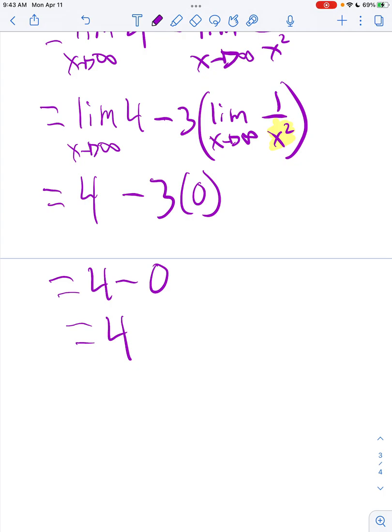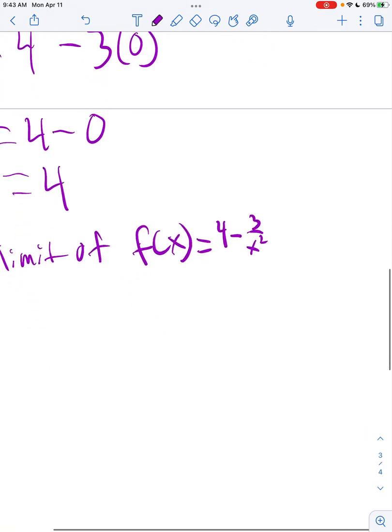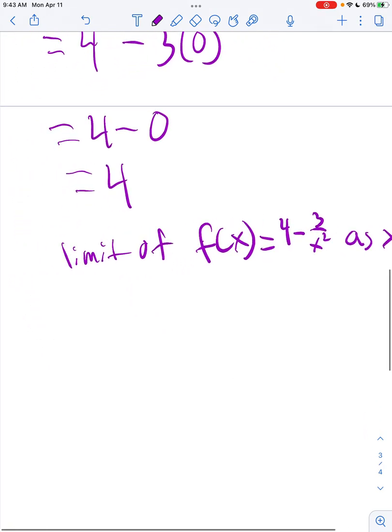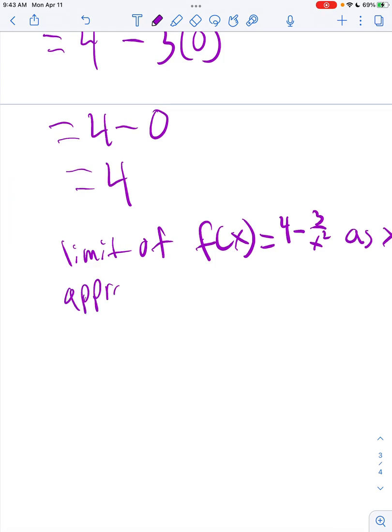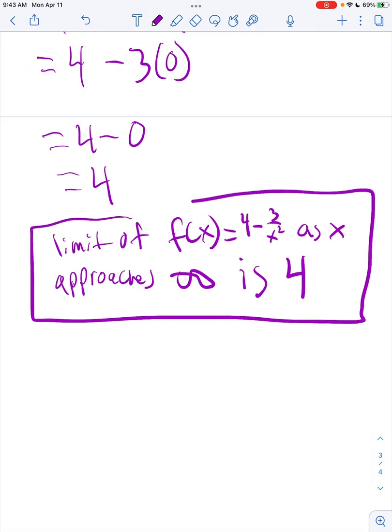So we would wrap up and say, to sum it up, the limit of f of x equals 4 minus 3 over x squared as x approaches infinity is 4. So that's kind of how you could summarize your solution.